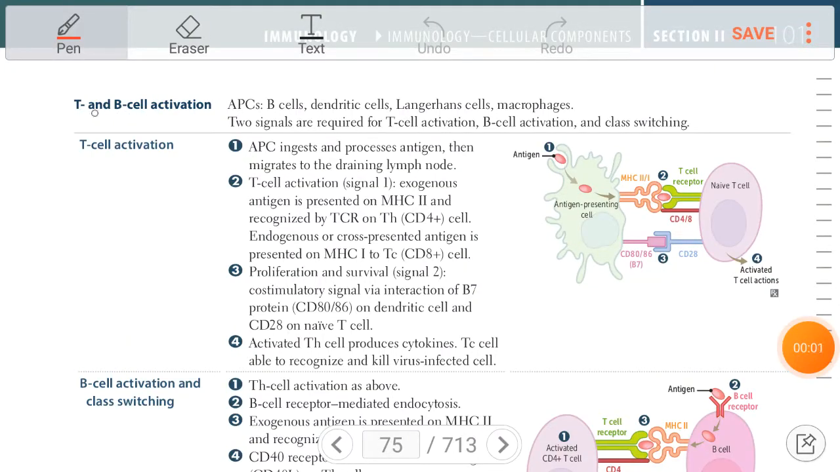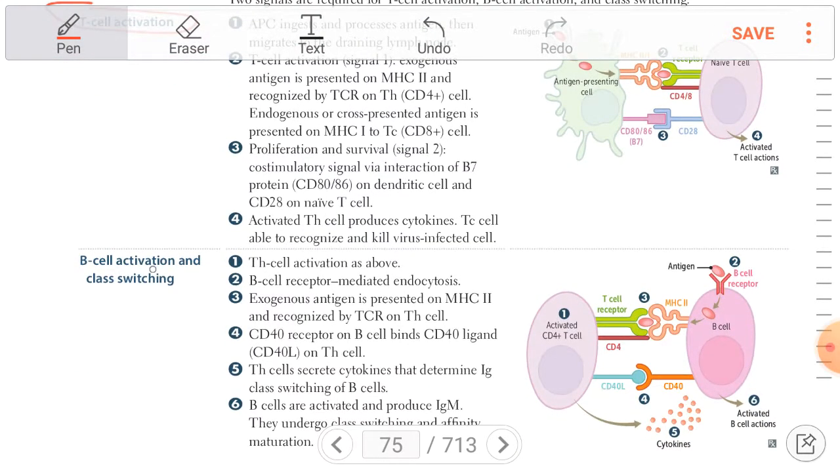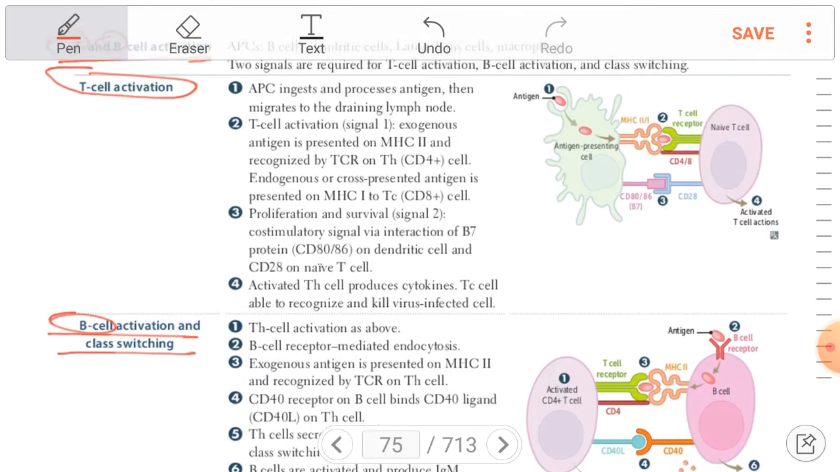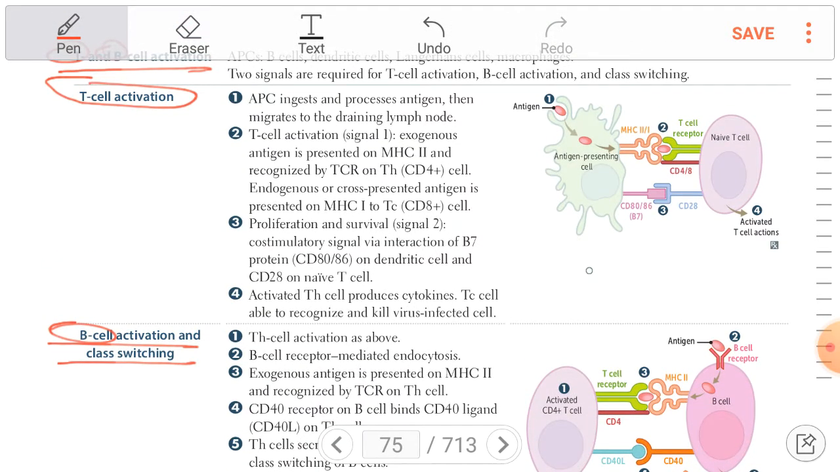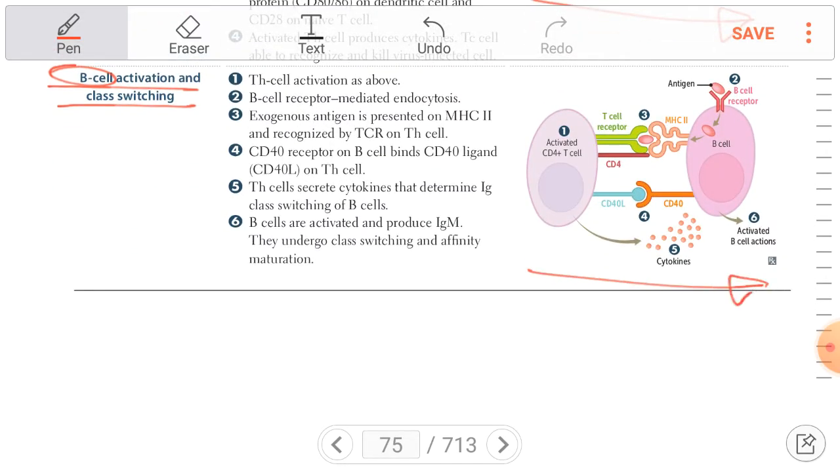So I will speak about T and B cell activation: T cell activation, then B cell activation and class switching. First we will see the direction. We will go in this direction, then we will go in this direction.